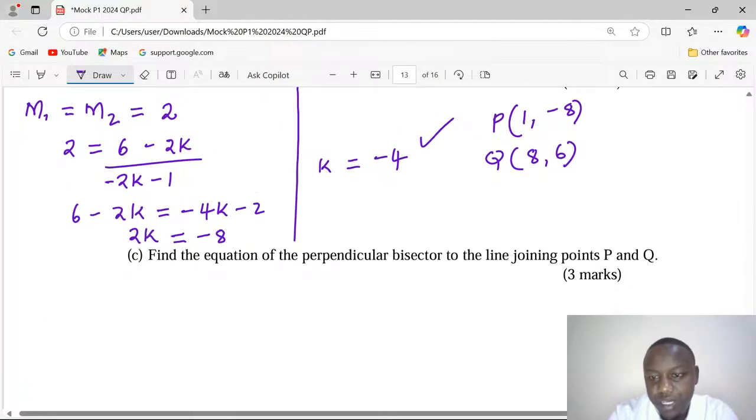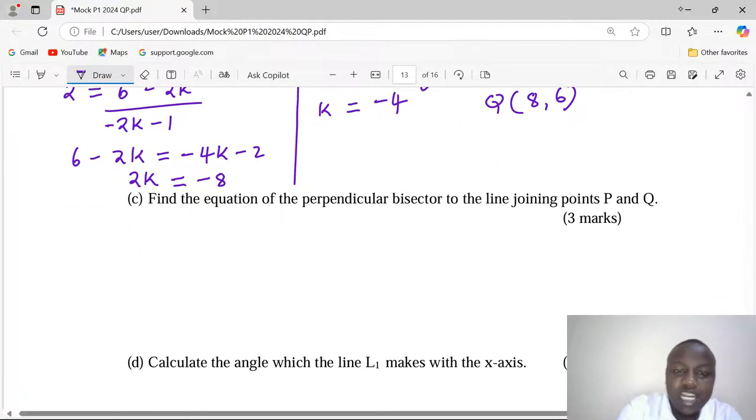So the gradient of PQ is known, which means gradient of this perpendicular, which can be gradient 3 now, is going to be such that when the two gradients are multiplied, they should be able to give us negative 1, being perpendicular. So the other one should be negative half.